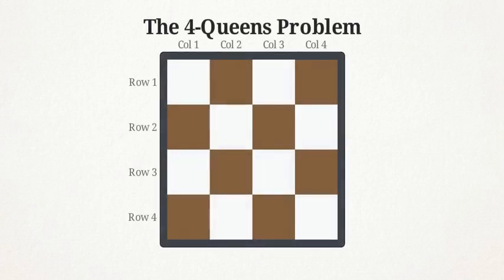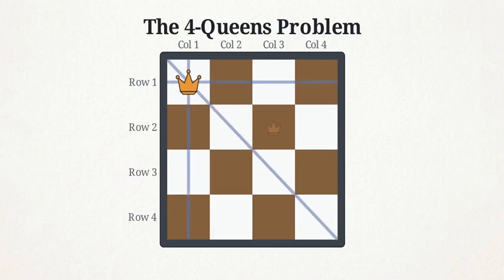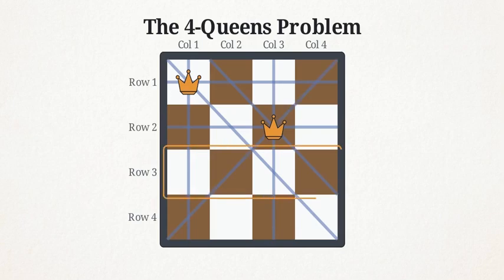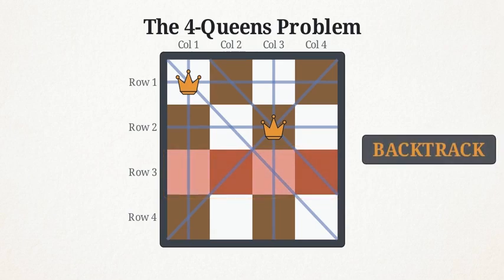This diagram represents the 4 queens problem. The rule: place 4 queens on a 4x4 grid so none can attack each other. We place queen 1 top left, projecting its attack paths. Queen 2 goes in the first safe square in row 2. Now check the third row. Where can queen 3 go? Every square is currently under attack.